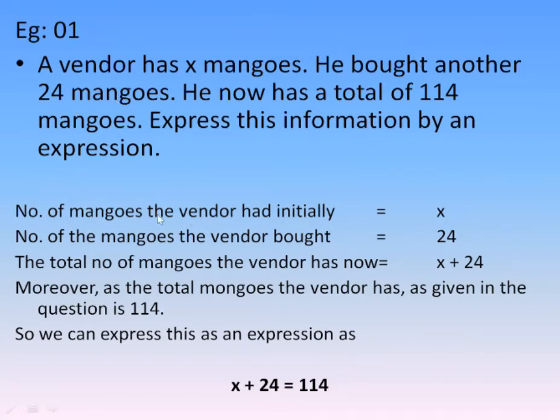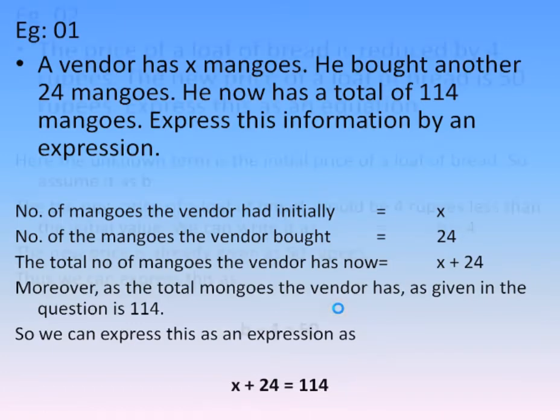So the number of mangoes the vendor initially had is X. The number of mangoes the vendor bought is 24. He has a total of 114 mangoes. So, isn't 114 equal to 24 plus X? Because the total is the number of mangoes the vendor had initially plus the mangoes he additionally bought. So we can express this as X plus 24 equals 114.